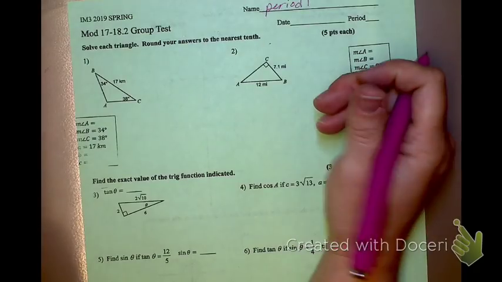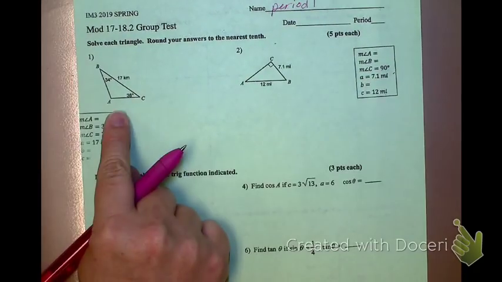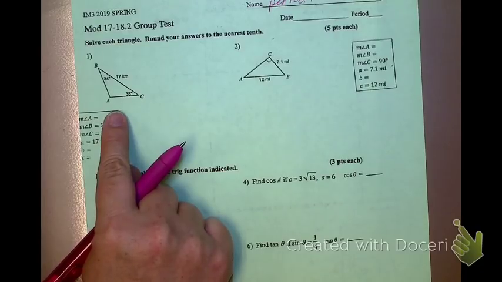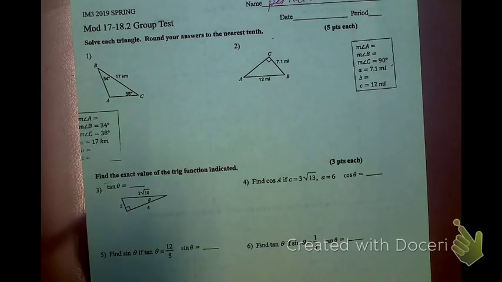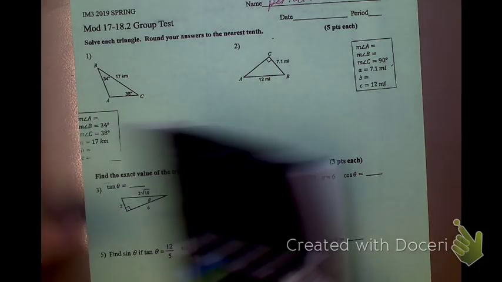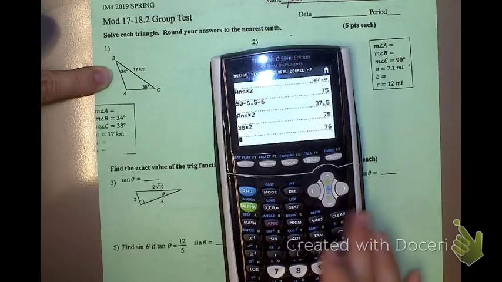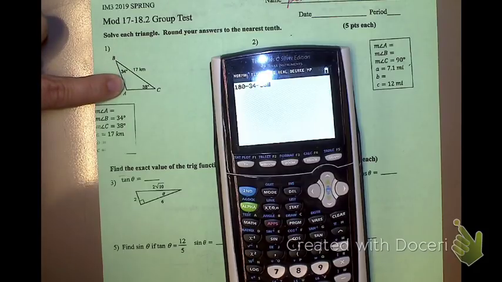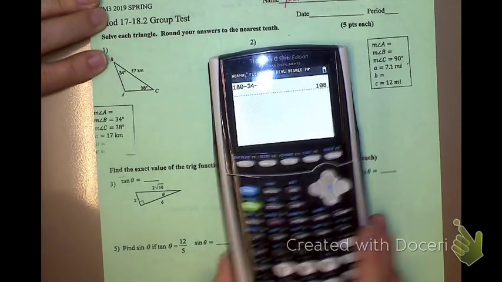Okay. So, do I have a right triangle? No, which means that I'm going to have to use the law of sines at some point. However, I know two of the three angles, right? So how can I find the third angle? Subtract. 180 minus 34 minus 38 gives me 108 degrees.